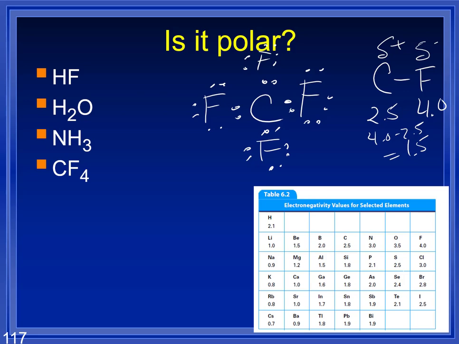What shape is this? Well, with 4 atoms spread around, there's only one shape, and that is tetrahedral. It's got to be tetrahedral. So it's going to be this tetrahedral shape. So the fluorines would be on the outside, and the carbon would be in the middle.